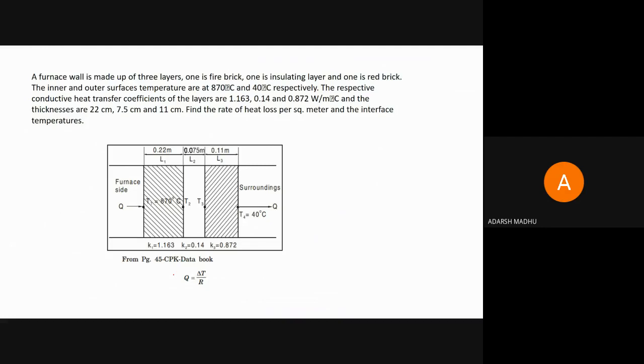Okay, first of all, we want to write the given data. For every problem, we want to write the given data first. Then we want to draw a figure. It's not a big figure, just like this is the box. We don't want to consider the box drawn outside. We just want to draw a single figure which shows the 3 composite layers.